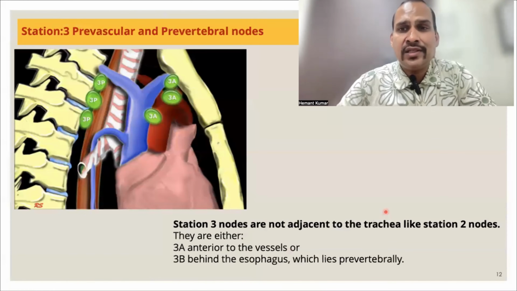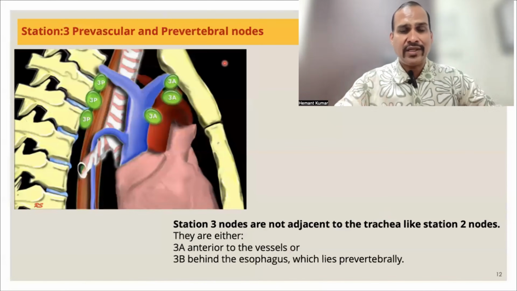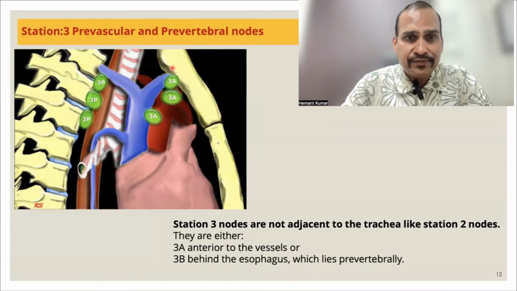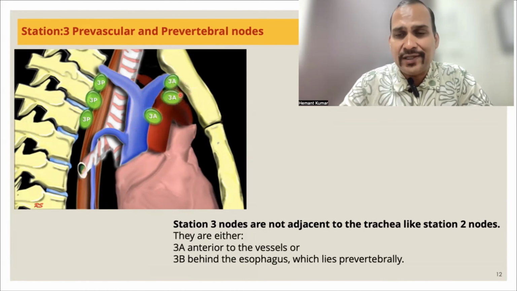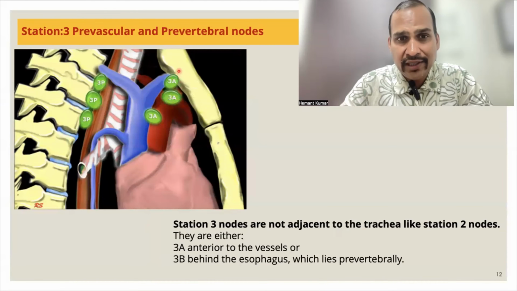Now coming to station 3, that is prevascular and prevertebral, anterior to trachea and posterior to trachea. So you can see this is sternum. Okay, so this is trachea. In front of trachea is superior vena cava. In front of superior vena cava is 3A, that is prevascular. Also called retrosternal because it is just posterior to the sternum. This is 3A.